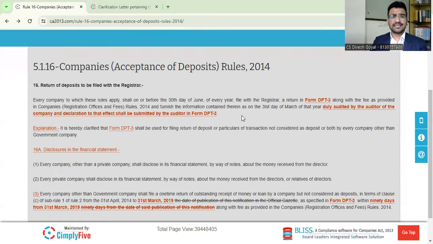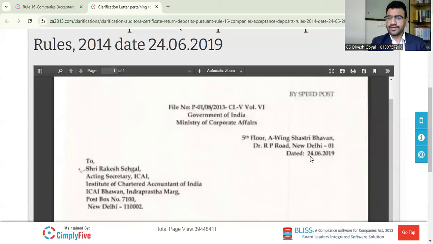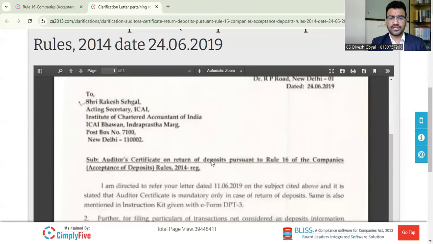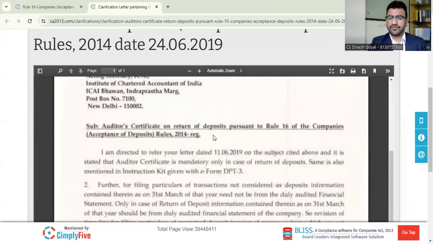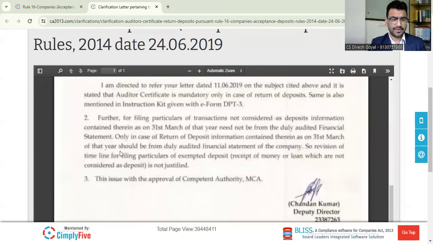So Rule 16 specifically mentions that the data required to be mentioned under DPT3 should be audited figures, should be audited data. So there was so much confusion on this, and many representations were also filed by professionals and corporates regarding clarification of this provision. So the Ministry came up with a clarification. On 24th June 2019, the Ministry issued a clarification or notification, we can say, regarding the auditor certificate and regarding audited figures. So in paragraph number 2, you can read it.